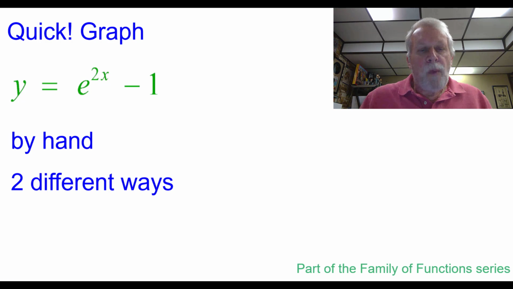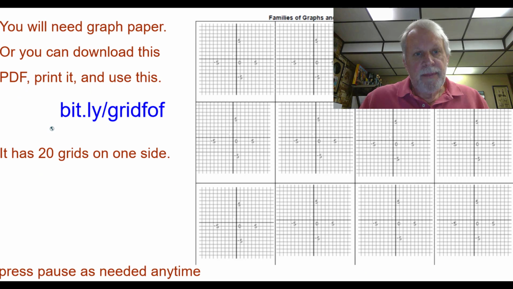Quick, graph y equals e to the 2x minus 1 by hand, two different ways. This is part of the Family of Functions series. You will need graph paper, or you can download this PDF and print it. Press pause as needed anytime during this video.